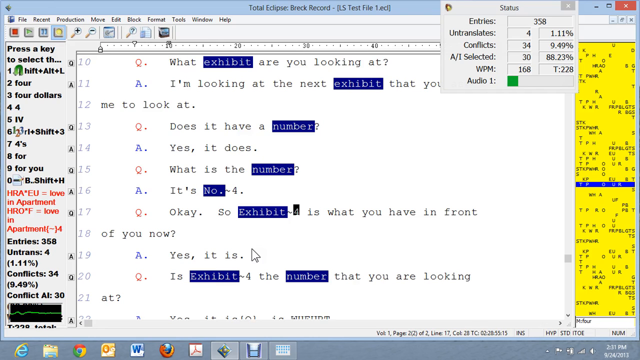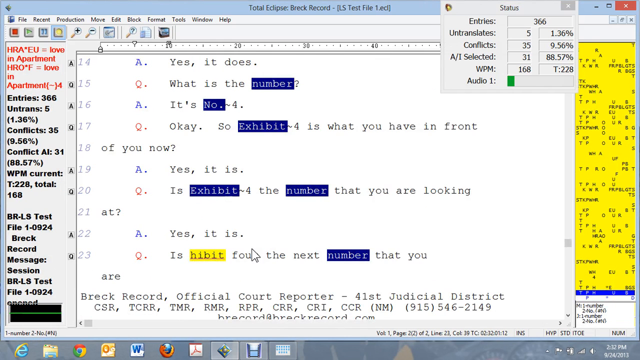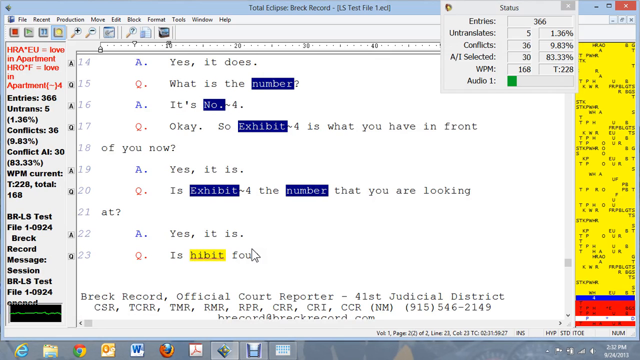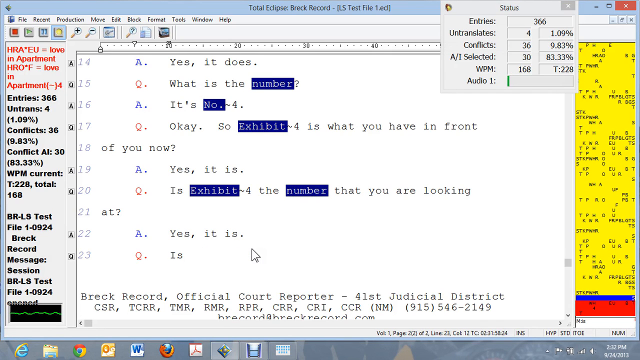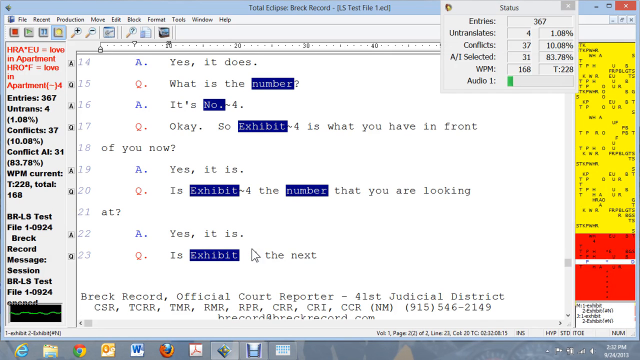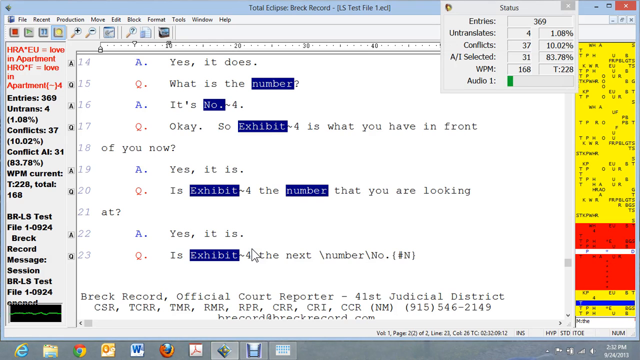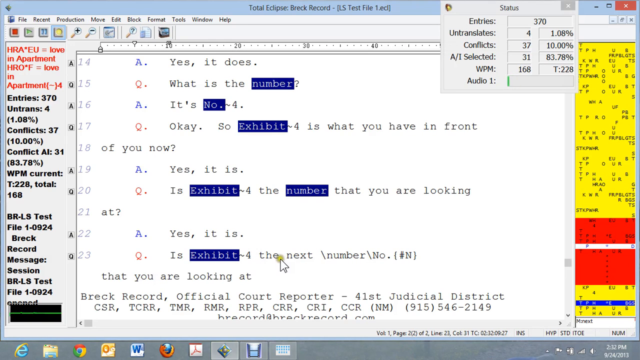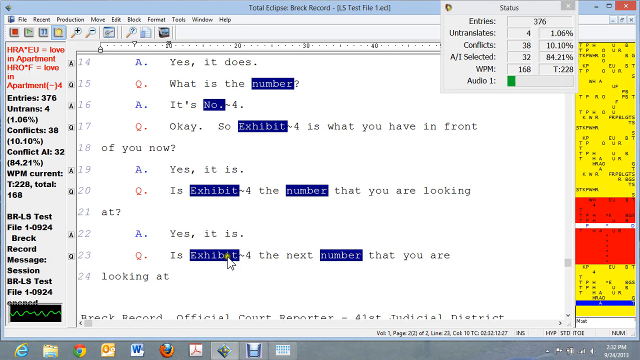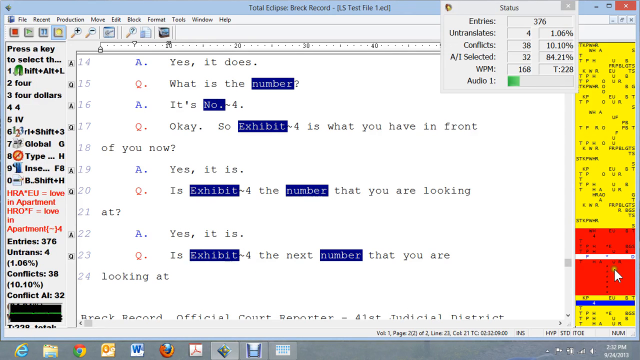Is exhibit 4 the next number that you are, let me write this again if I write it correctly. Is exhibit 4 the next number that you are looking at? And here we go again, and this time I actually wrote the number 4 on the number bar, and it correctly did it for me, and it converted the conflicts correctly.